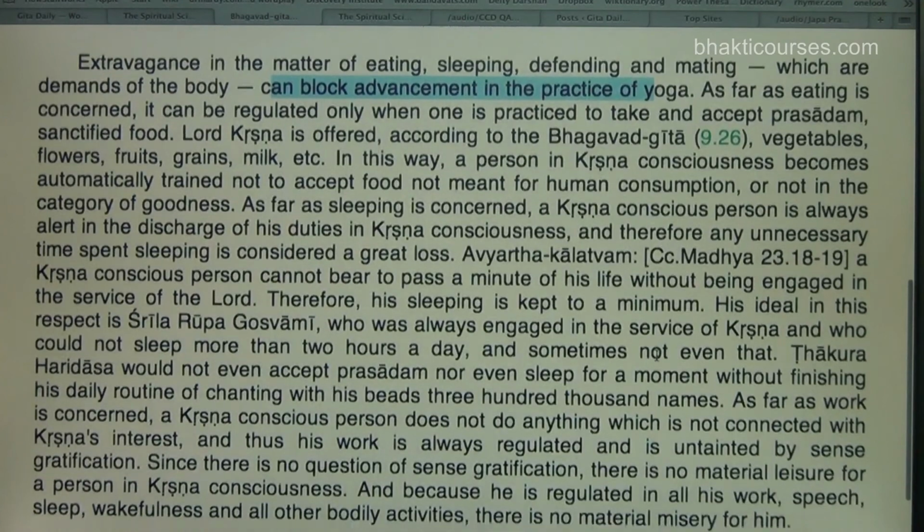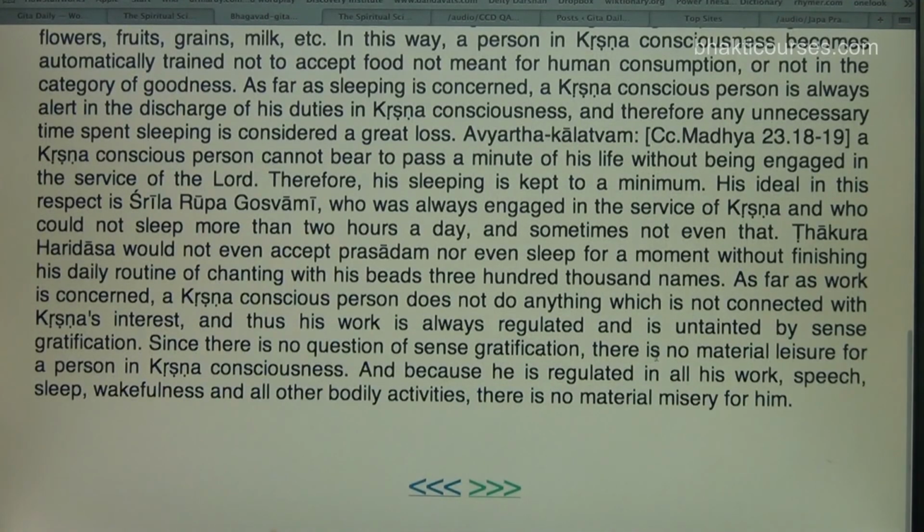And then Prabhupada talks about how any unnecessary time spent sleeping is considered a great loss. It's a great loss. Actually, we often say the words time is money. It's a common saying and people take it, time is money. But we have to apply it practically. So, we would not spend our money thoughtlessly.